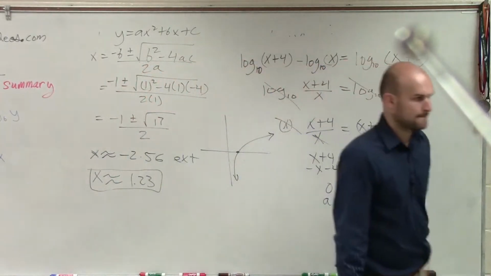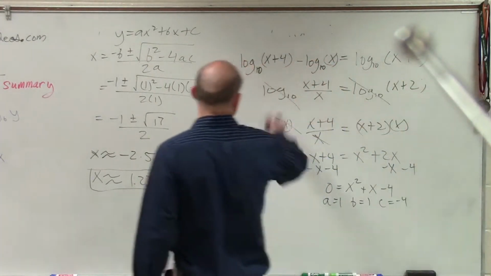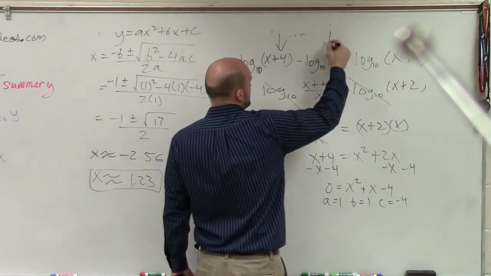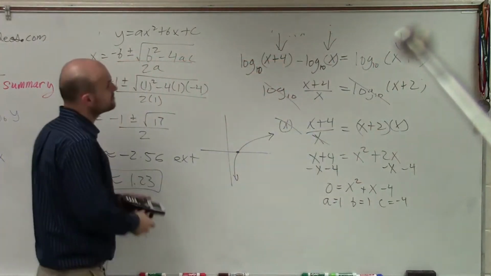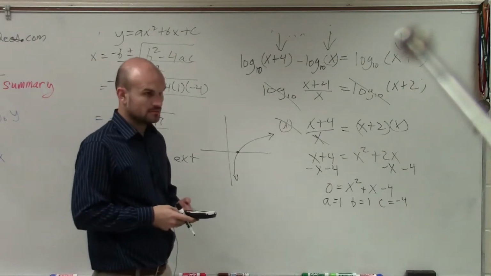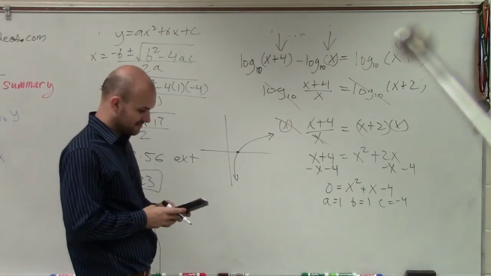OK? Wait, because that one's not extraneous? That one's not extraneous, because you can plug that into each one of these logarithms, and you'll get an answer. What makes -2.56 not extraneous? Take your calculator. Take log of -2.56 and tell me what the answer is.